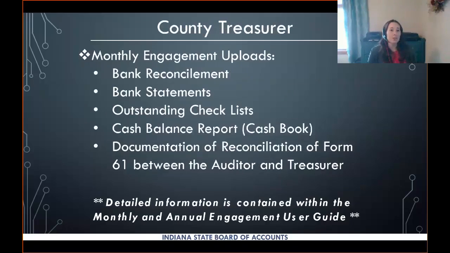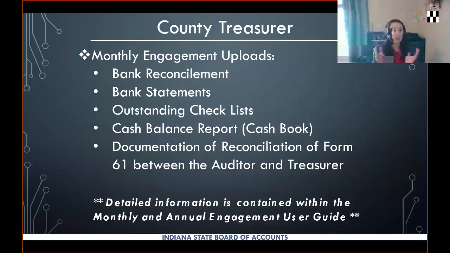All right. So the treasurer is required to do monthly engagement uploads as well. In this case, your county treasurer, as you learned, I can't remember if it was yesterday. Was it yesterday we did the treasurers or the day before? I think it was the day before, Tuesday. So you learned that the treasurer is the one who basically holds the cash. You're the custodian of the cash. So in this case, every month, you need to upload your bank reconcilement.